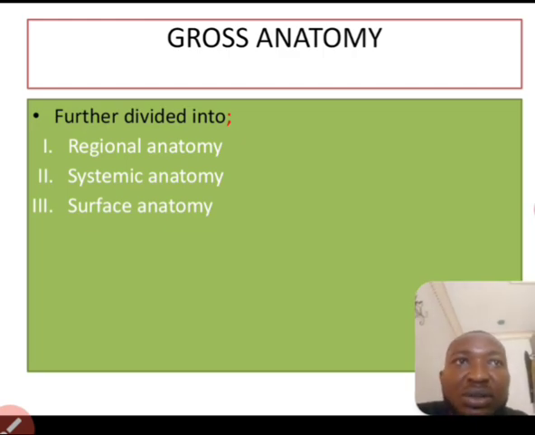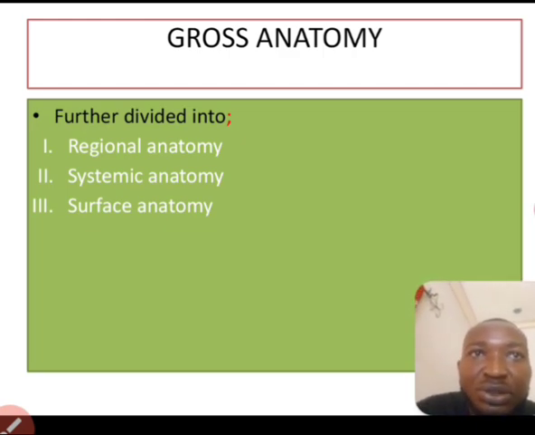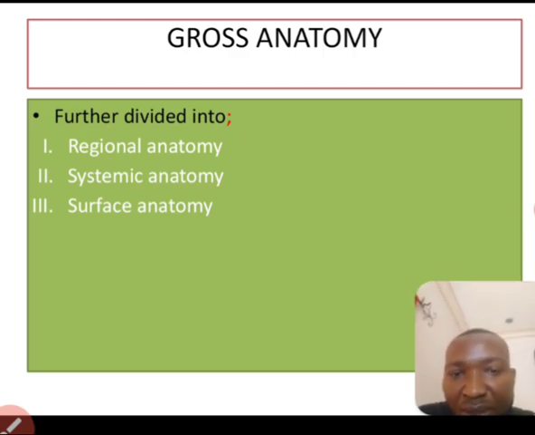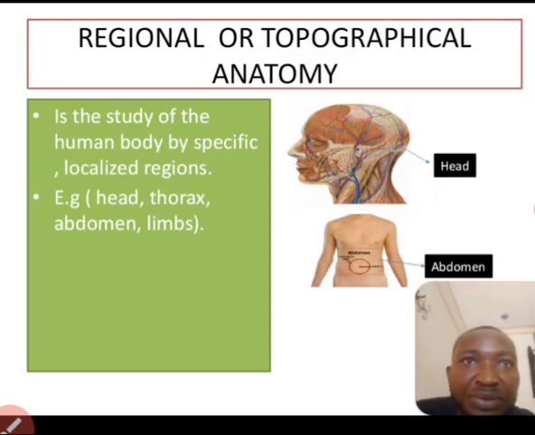Gross anatomy or macroscopic anatomy is the study of structures visible to the naked eye, such as organs, muscles, bones, often through dissection. It is further divided into regional anatomy, systemic anatomy, and surface anatomy.